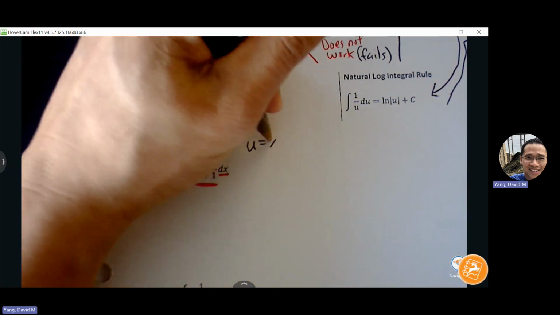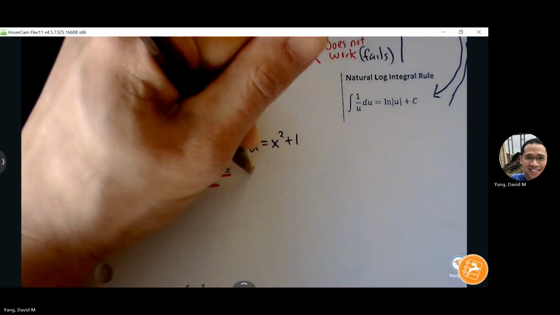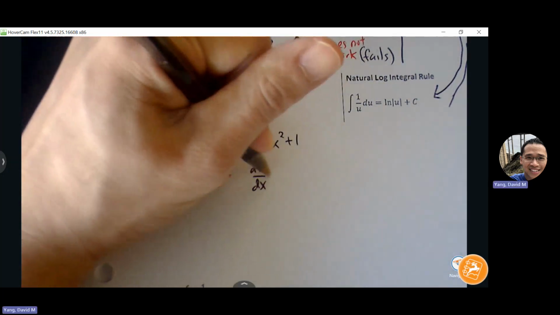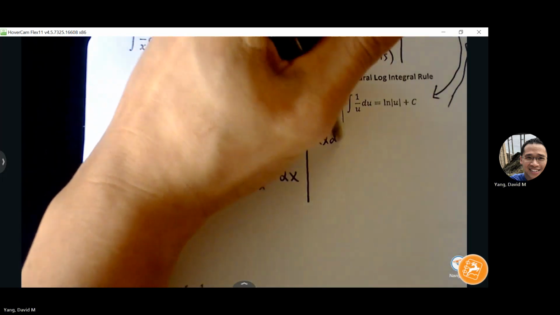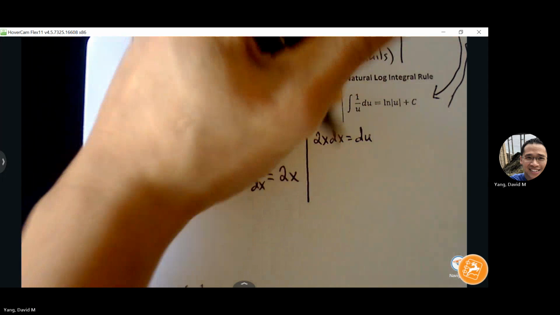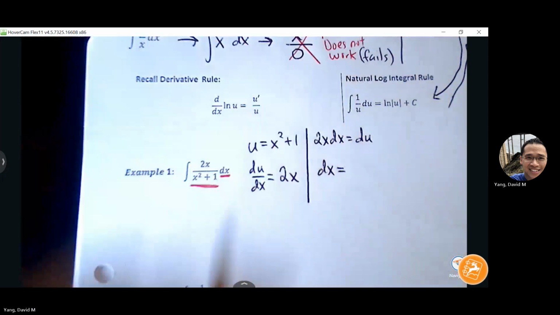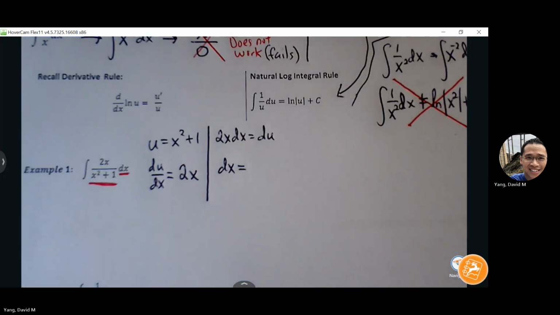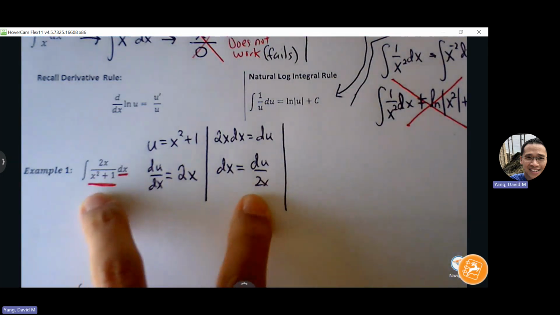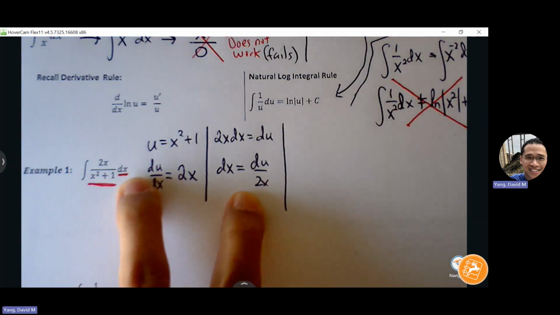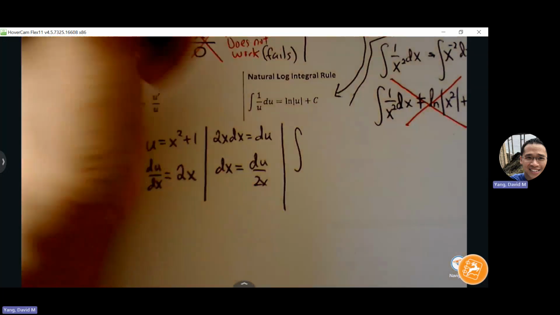So if u is x squared plus 1, then du over dx equals what? 2x, okay. Cross multiply. Okay. dx equals du over 2x. With u substitution, we make our replacements of what we've underlined. And then let's just see where that leads us.